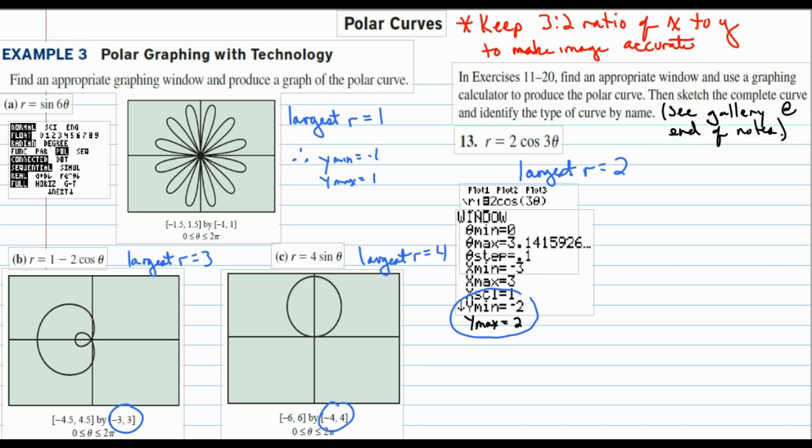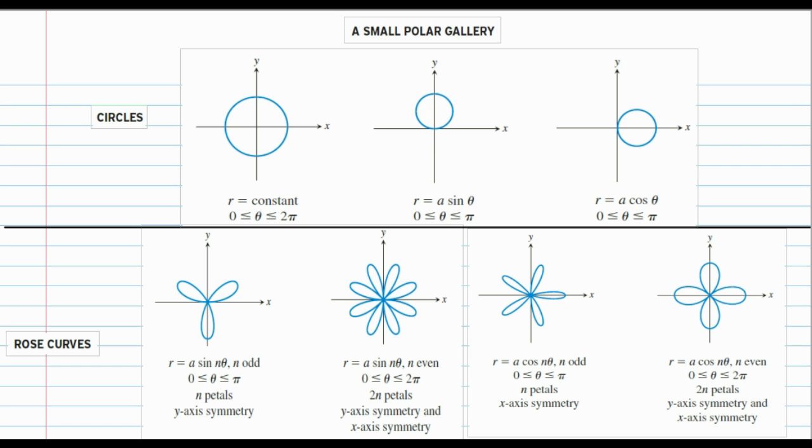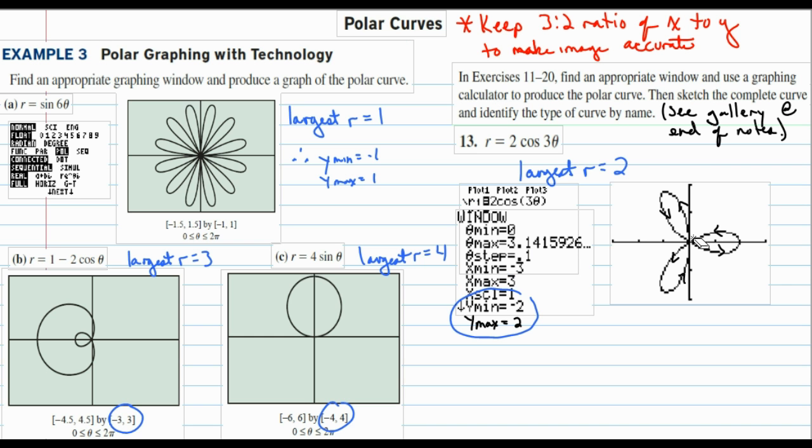So I get this lovely graph, which if we look to the end of our notes here, a small polar gallery, this looks like, right, actually this one, a type of rose curve. As I graphed it, it moved in this direction, so I could make little notations like that, and then I will call that, for my sketch, a rose curve. Isn't that pretty?